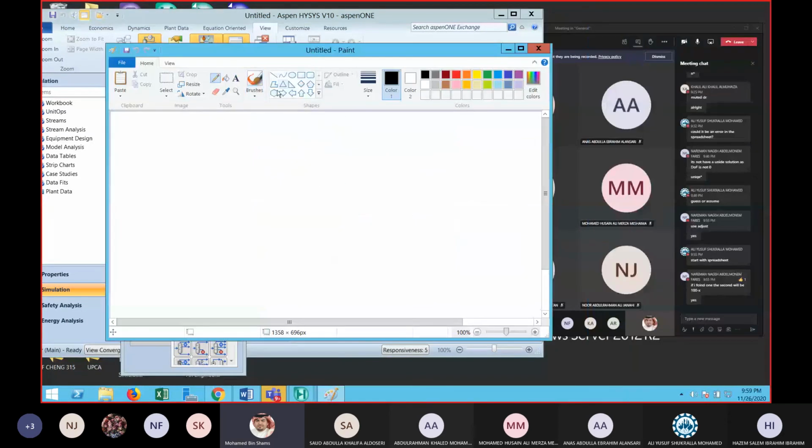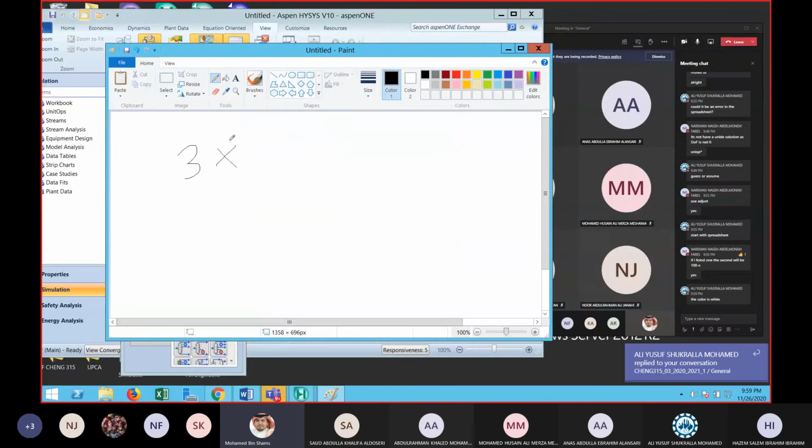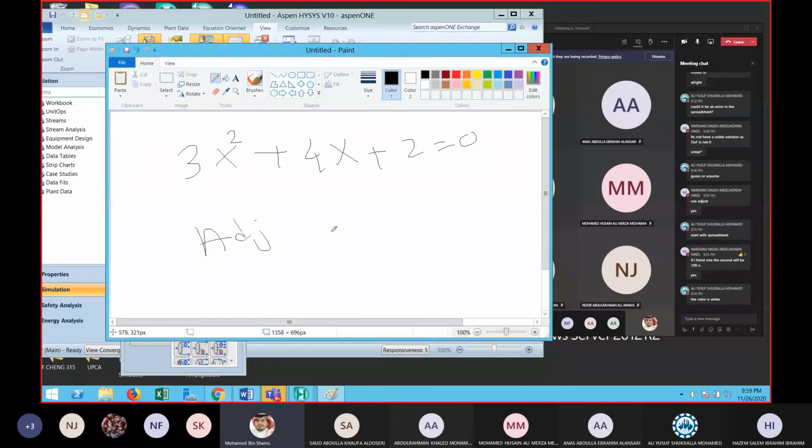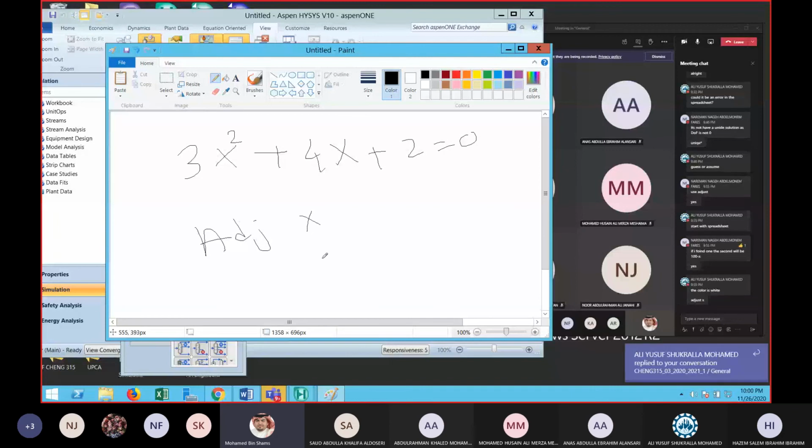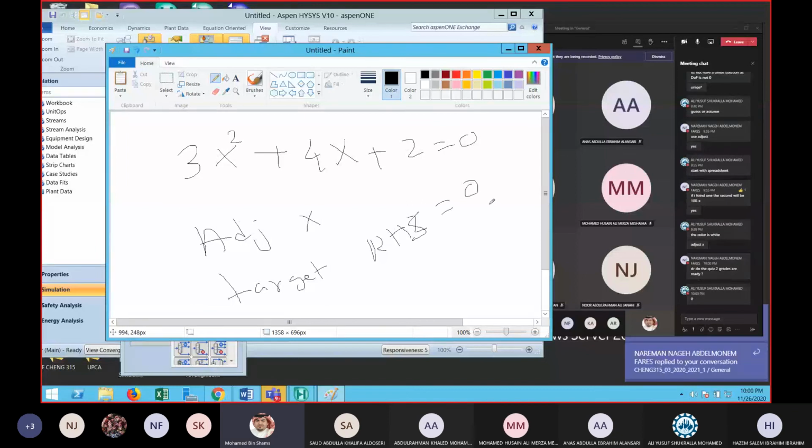If I want to use adjust to solve this problem, guys, I will tell adjust what? Adjust for me x, exactly. And what is the target? The target is the right-hand side. The right-hand side equals 0. Exactly. So that's exactly what adjust does.